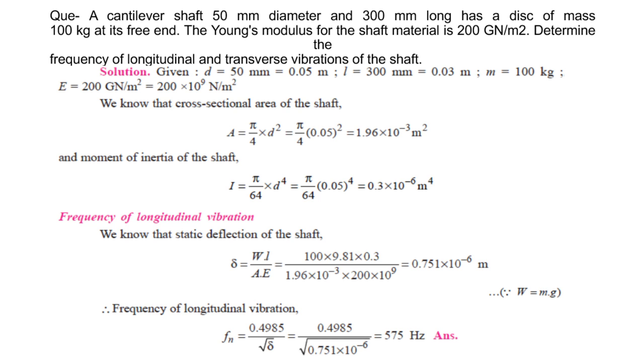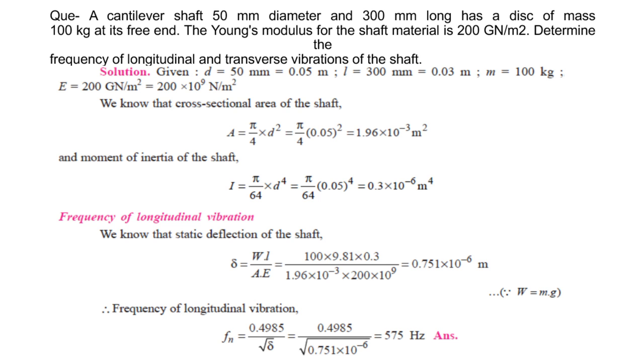How to find delta? Delta for that cantilever shaft is delta is equal to WL by AE, A into E. W is the weight of the attached mass; mass is given in this problem as 100 kg. L is the length of the shaft, given as 300 mm, convert into meters. A is the area of cross section; the area of the shaft can be found from the diameter as pi by 4 into d square. Then E is the Young's modulus converted into Newton per meter square, and use it there.